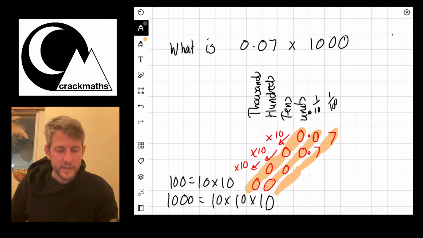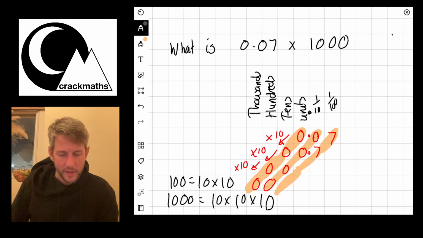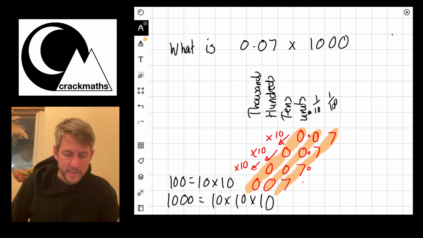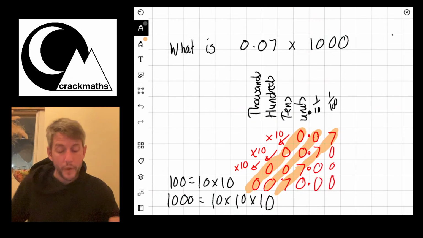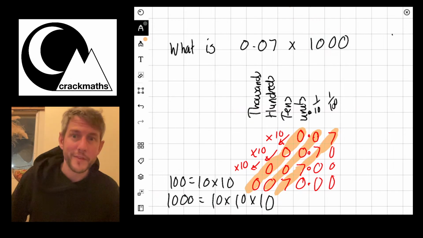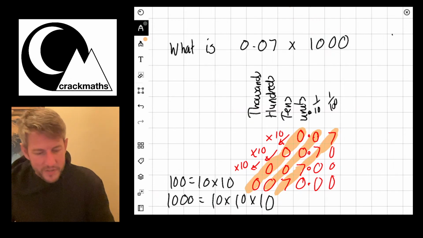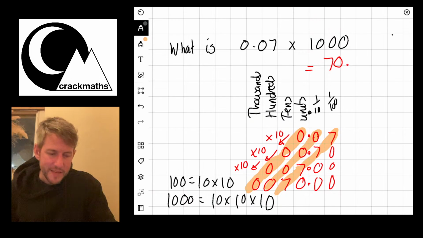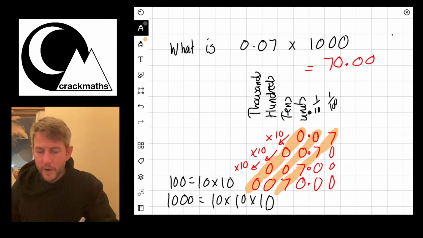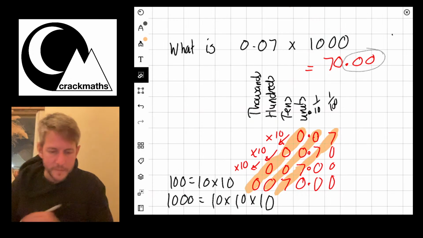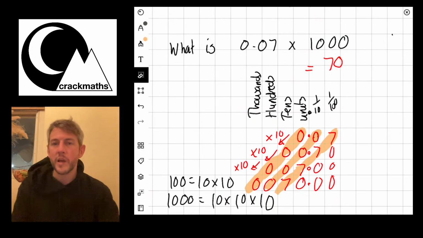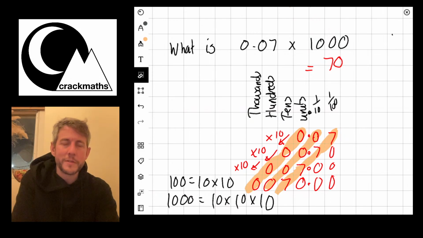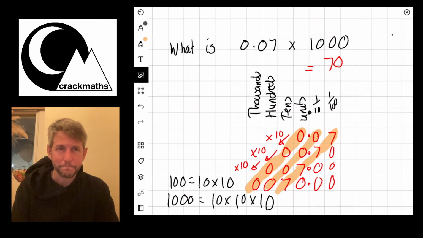So we go times 10 goes to 0.7, times 10 again just goes to 7, times 10 for the third time goes to 70. Remember, there's still zeros here, but if we've only got zeros behind the decimal place, we don't have to write them anymore. So this equals 70. We could think about it as 70 or 70.00, but we don't have to write that 00. We can just leave that as 70. So 0.07 times 1,000 is 70.